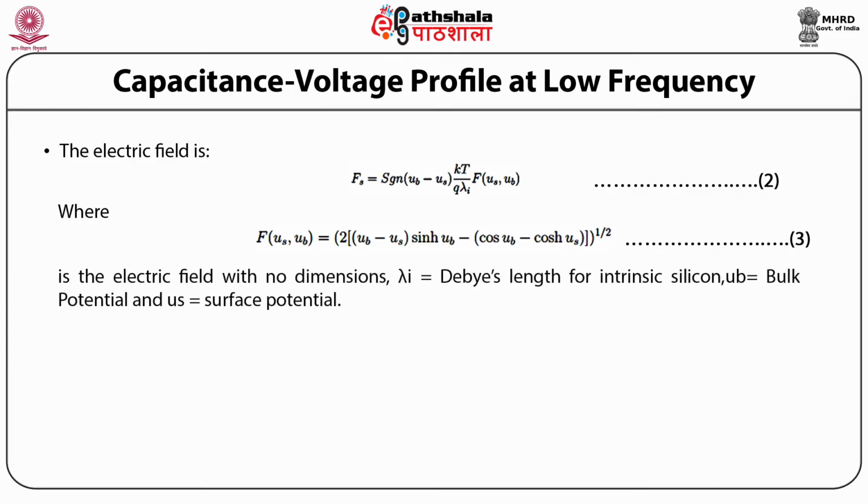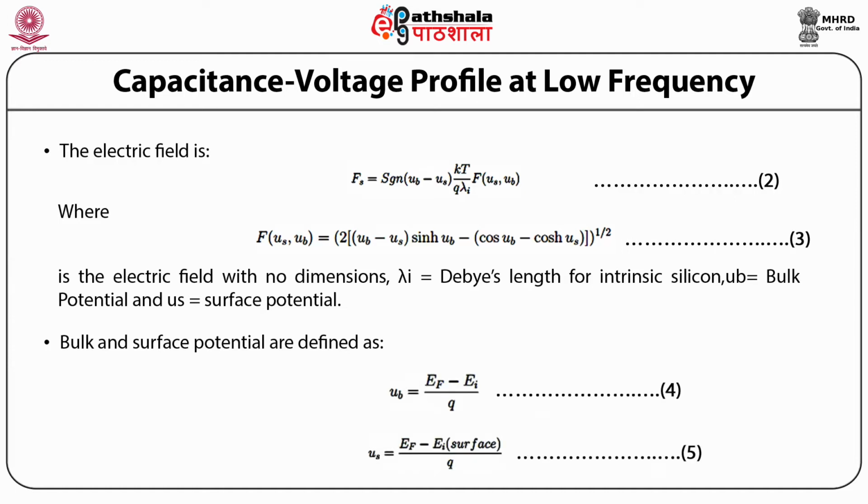F(US, UB) is the electric field with no dimensions. λI is the Debye length for intrinsic silicon. UB is the bulk potential and US is the surface potential. Bulk and surface potential are defined as UB = (EF − EI)/q, and US = (EF − EI at the surface)/q.